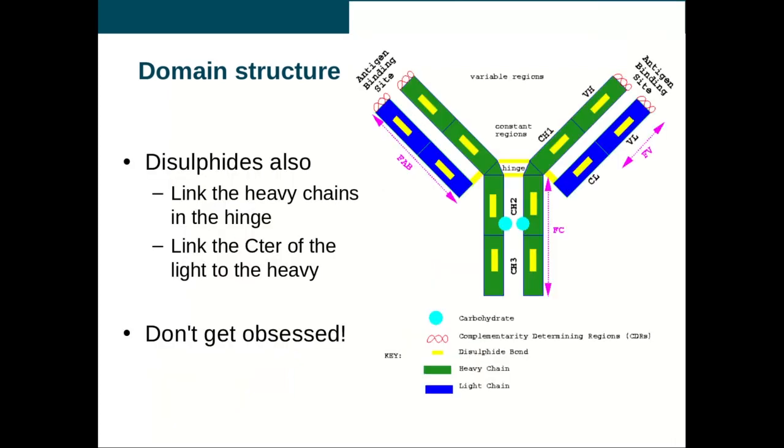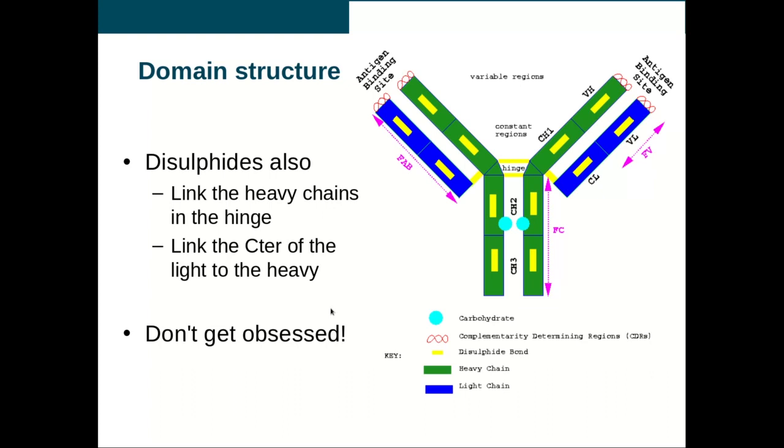I've already mentioned these disulfides, as well as being present within each domain, as shown by the little yellow stripes on this cartoon. There are disulfides in this hinge region linking the two heavy chains together. And there is one disulfide that links the C-terminal residue of the light chain across to the heavy chain.